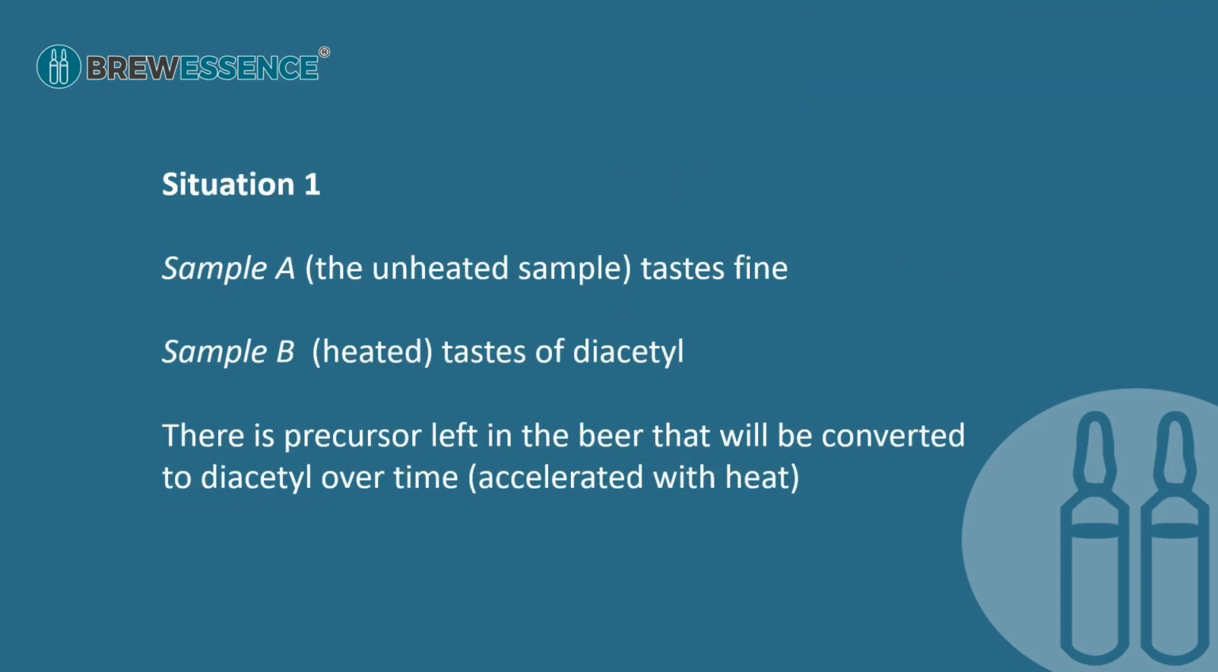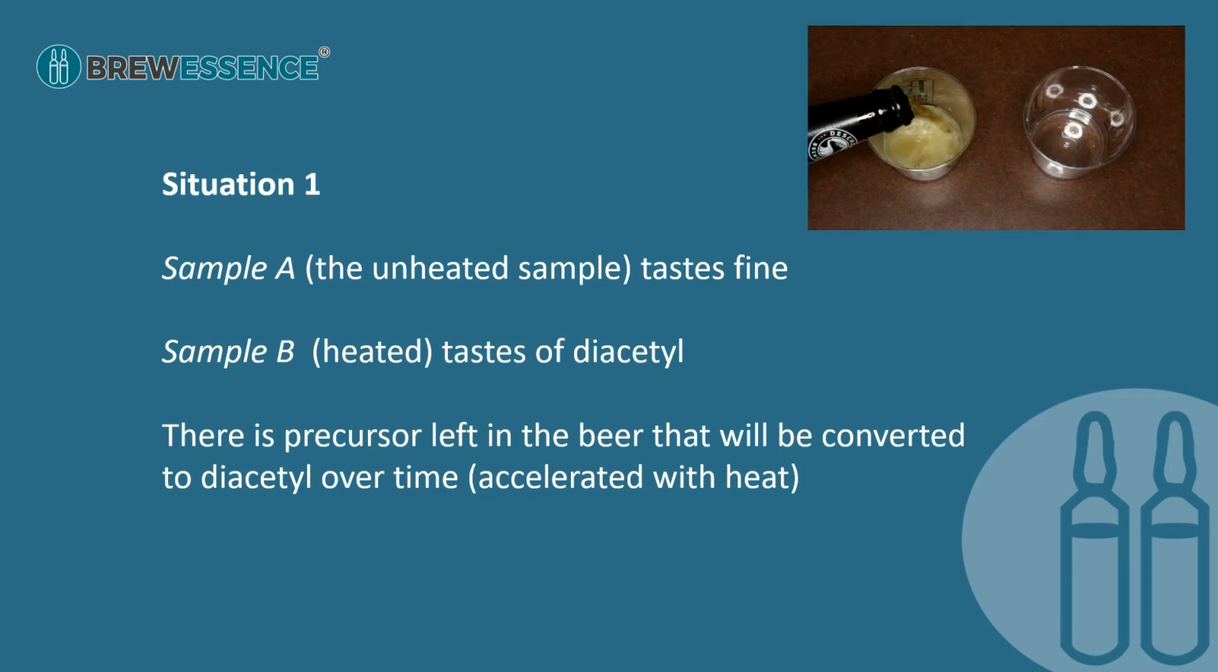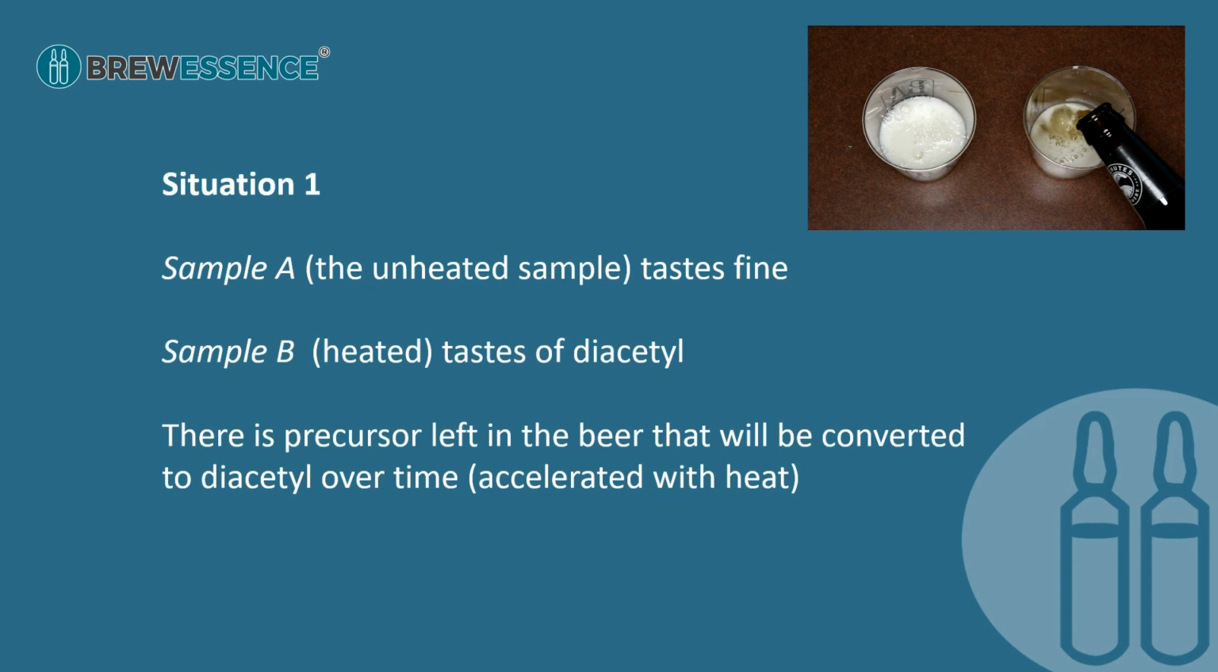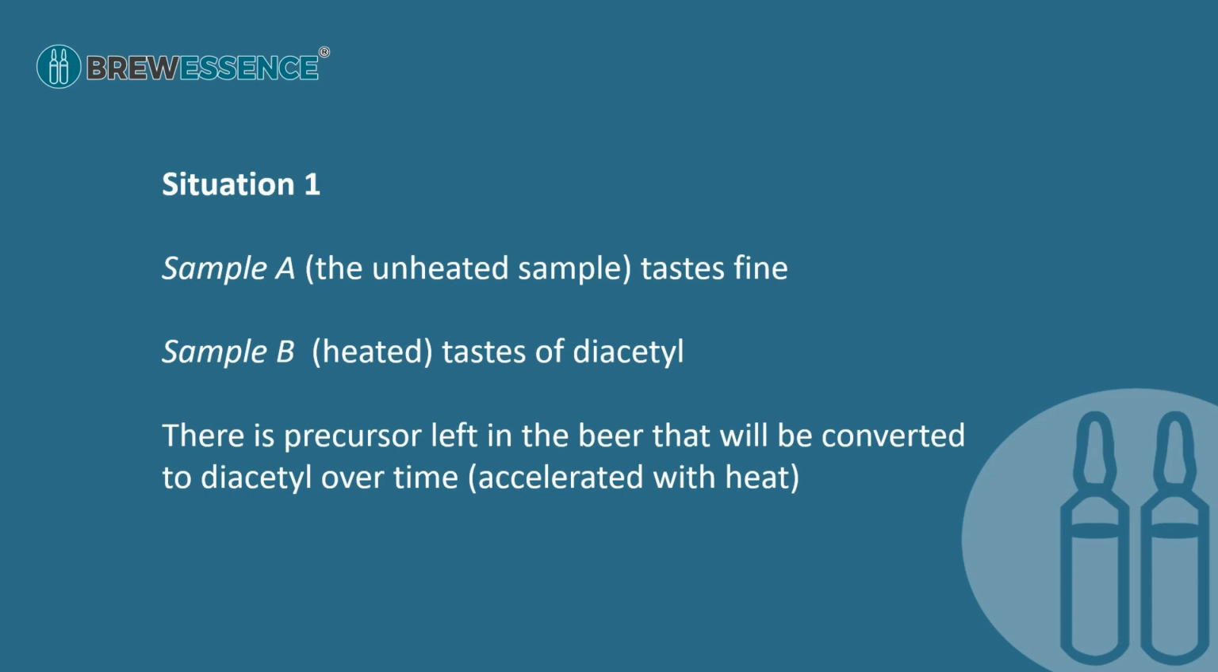Situation number 1 has A, the unheated sample, tasting fine, but B, the heated sample, tastes of diacetyl. In this case, there is precursor left in the beer that will be converted to diacetyl over time, and especially accelerated with any exposure to heat.